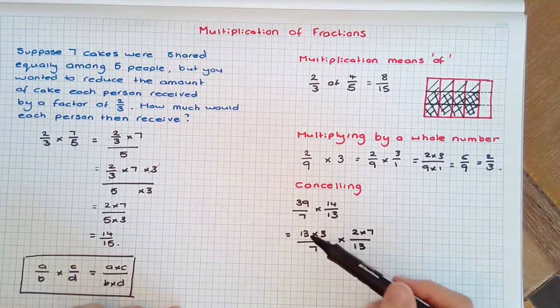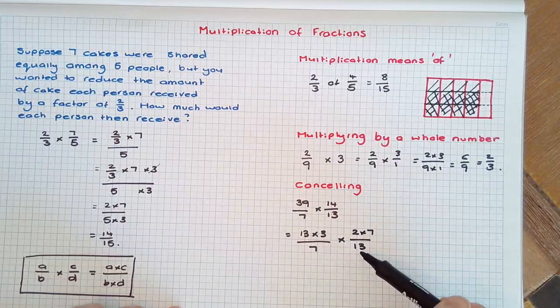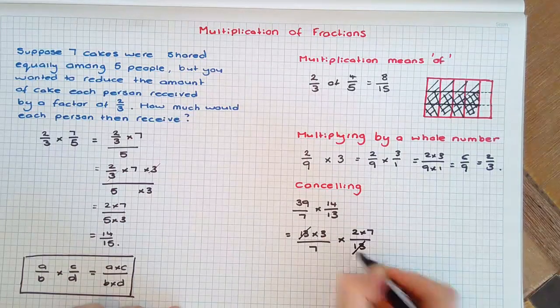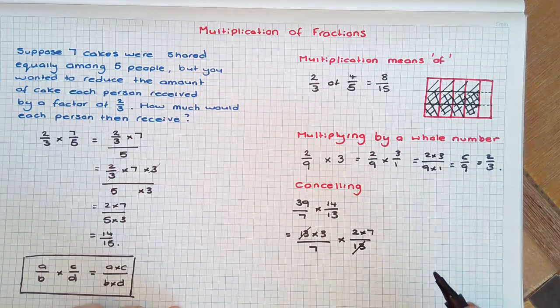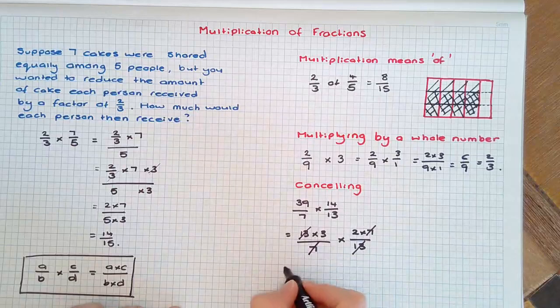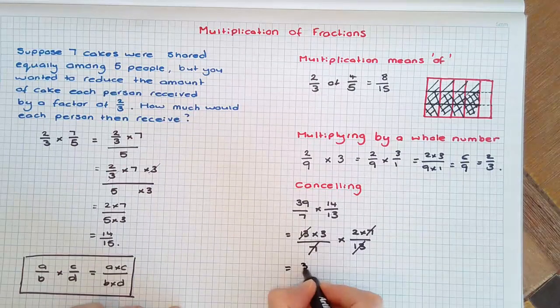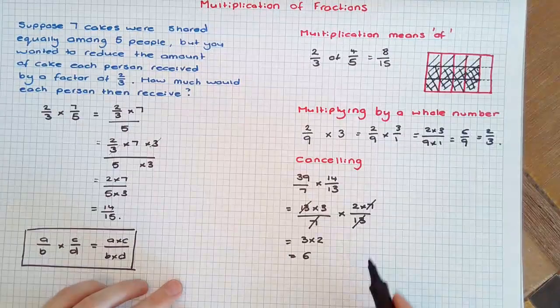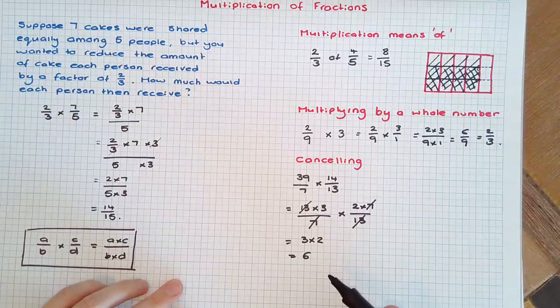Now we can see that we have factors in the numerator and the denominator. 13 in the numerator can be cancelled with the factor 13 in the denominator, and same with 7 in the numerator and 7 in the denominator. So we're left with the sum 3 times 2, which is 6. This process is called cancelling. We can cancel any common factors in the numerator and denominator.